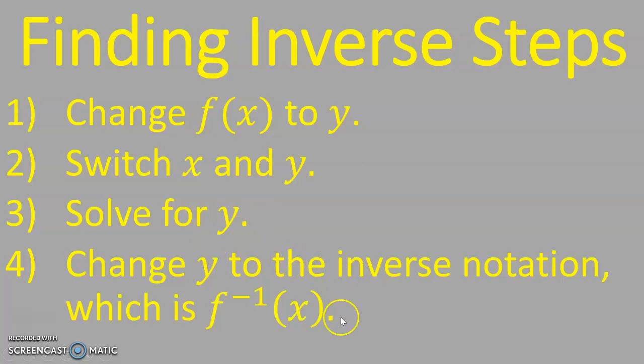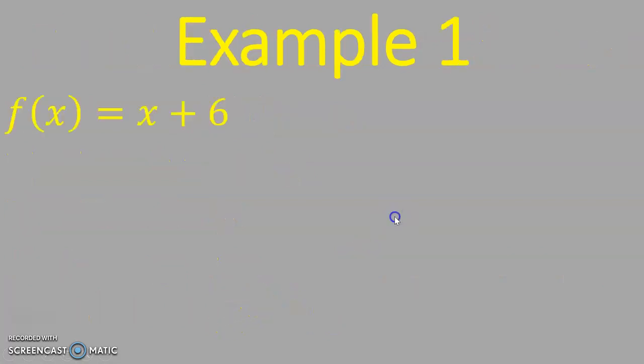Then we want to change it back to inverse notation. If you started with an f, this is inverse notation. F inverse of x is how you read it. It looks like a negative 1 exponent, but it is not. It is just a notation there. So let's look at some examples.